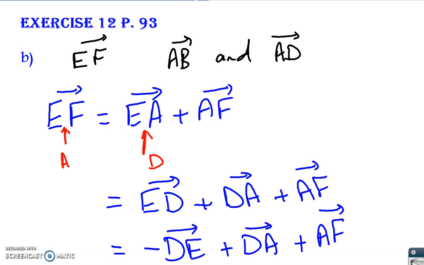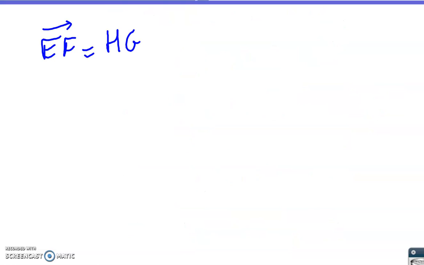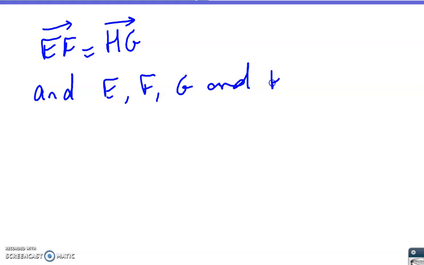Now the third part of the question, part B, is deduce that EFGH is a parallelogram. Notice from what we did before that both EF and HG are equal to 6 over 5 AB plus 1 over 4 AD. This means that EF is equal to HG. And we also know that the points E, F, G, and H are non-collinear. So we can conclude that the points form a parallelogram.